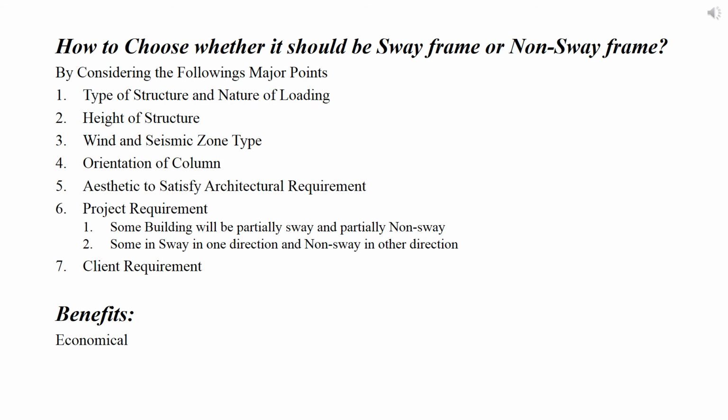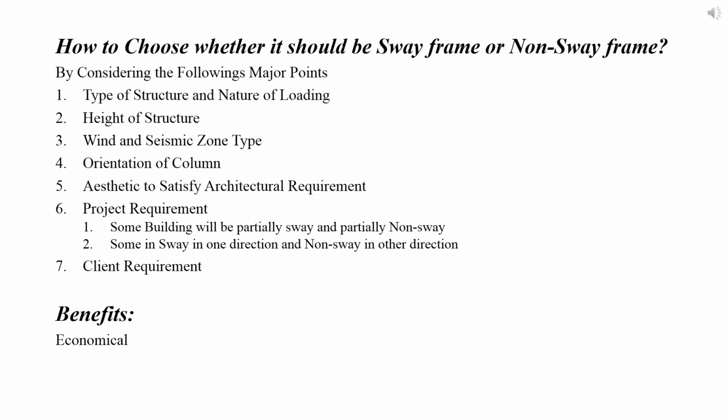Second point, height of structure. If the height of the structure is more, then the structure will undergo more lateral deflection due to wind and also due to seismic. Third point, wind and seismic zone type. Based on wind and seismic zone type, if it is in a critical zone, then the lateral stability of the building should be more.